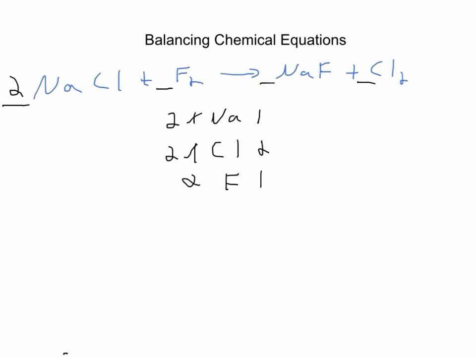Now I have a choice. I can go back and balance the sodiums, or I can balance the fluorines. So let's say I want to balance fluorine. I have 2 on the left, but only 1 on the right. So I will put a 2 in front there, which will give me 2 fluorines on the product side, but it will also give me 2 sodiums. And now I can see 2, 2, and 2, and everything is balanced.